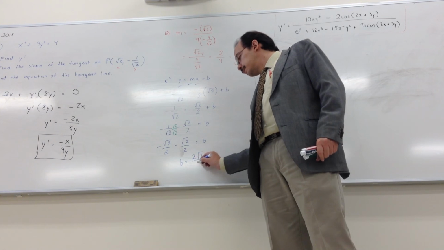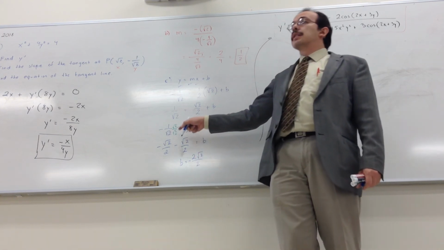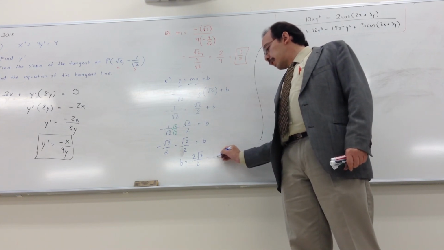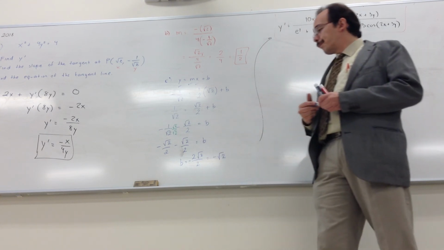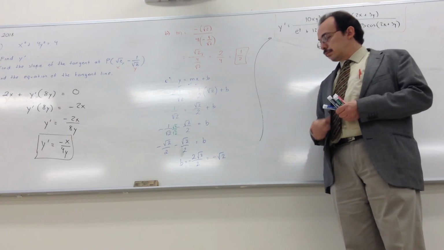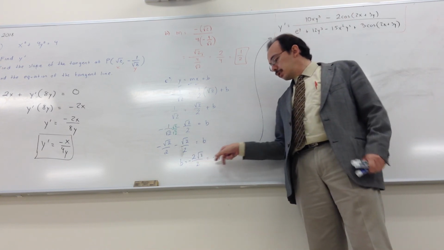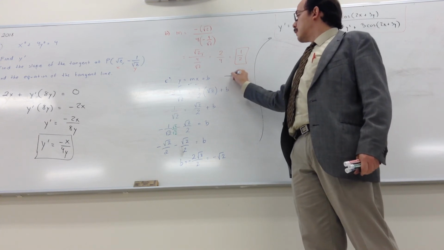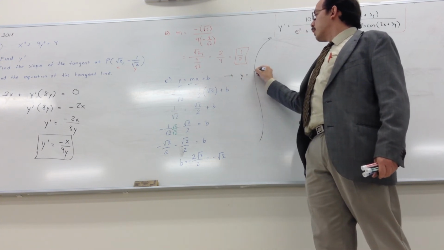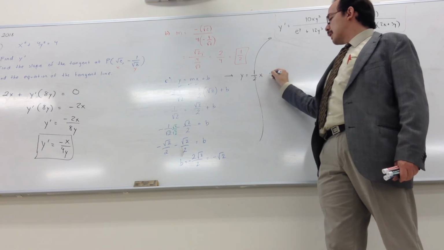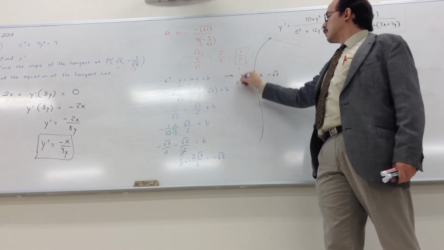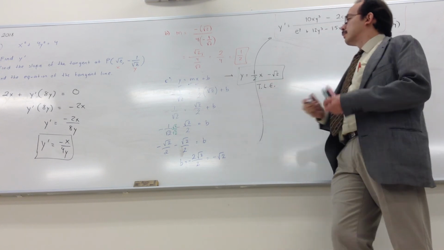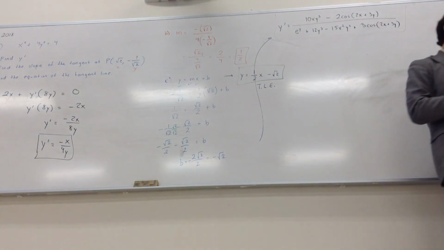Because it's a simulation, square root of 2. I rationalize, multiply by the square root, and simplify into minus square root 2. Because 2 over 2, they simplify. So the equation is going to be y equal to 1/2 x minus square root 2, which is the tangent line equation. All right?